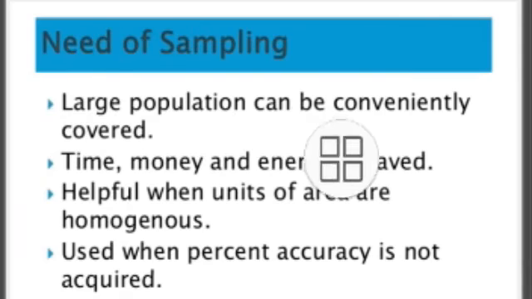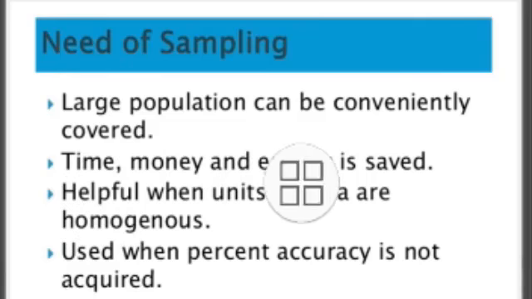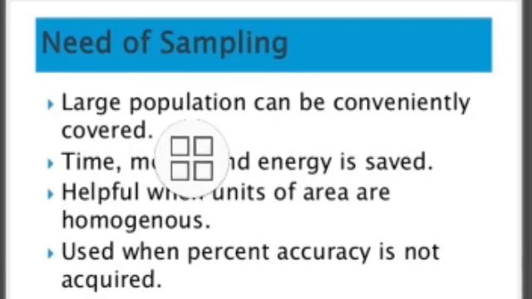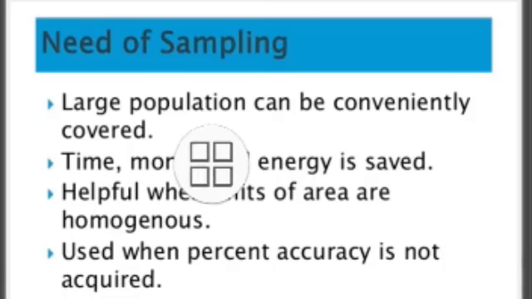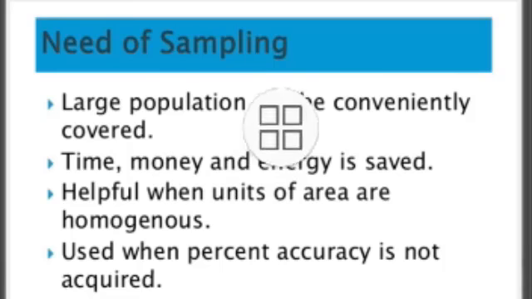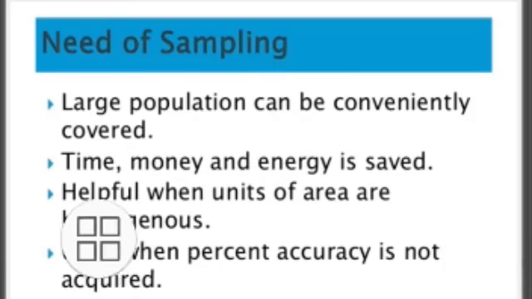So why is there a need for sampling? Because a large population can be conveniently covered if we are using sampling. We can select just a few people and conduct research on them, ask a few questions, conduct a small survey, and then apply the conclusion to the whole population.